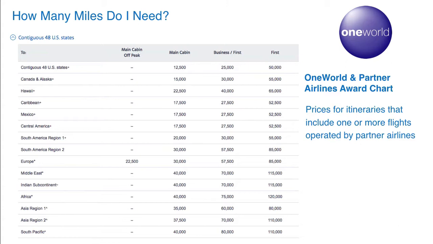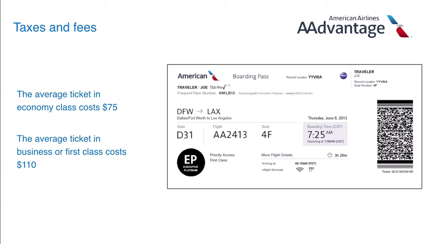The first class column on the far right is for flights that have a separate business and first class cabin. So for domestic first class, where there's not a separate business class on the plane, you're going to be looking at the cheaper version, the business/first class column. The last topic to cover is taxes and fees. As I mentioned in the previous video, when you redeem your miles, the frequent flyer program pays the airline for your seat. The only costs that you need to worry about are the taxes and fees, which average around $75 for economy and around $110 for business or first class.